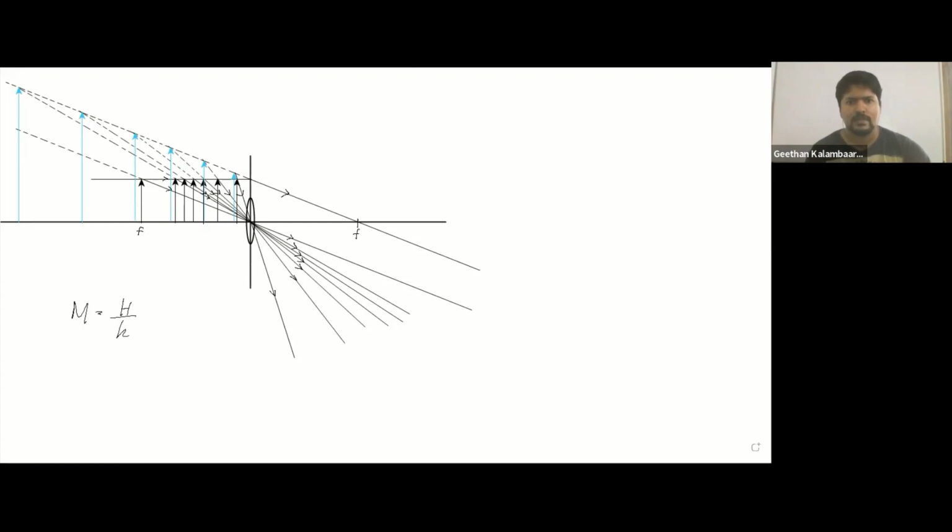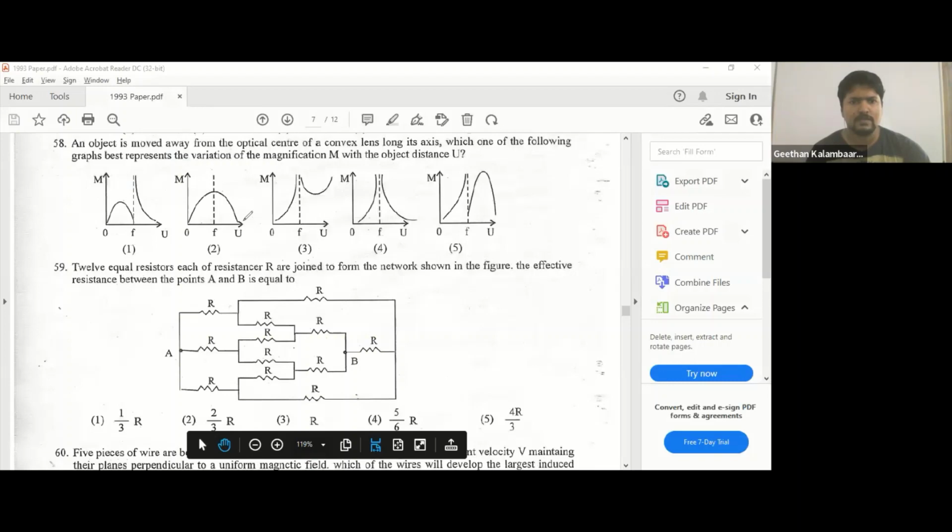From this you can see that the answer for the first part is either this or this. So none of these are the answers, because when it's f, the magnification is the highest.